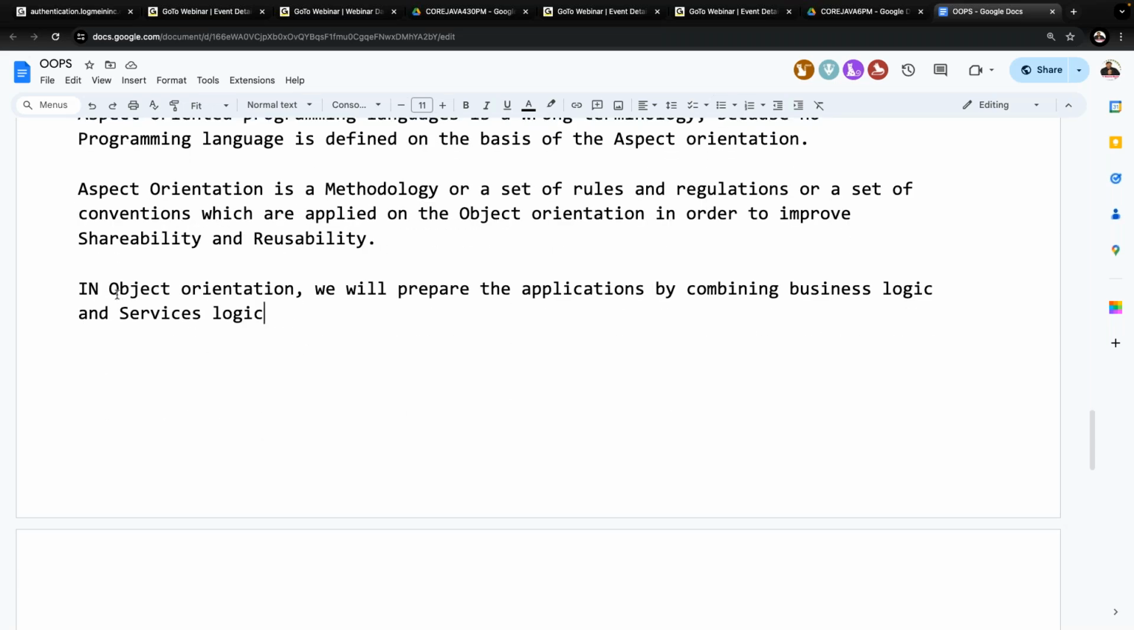In object orientation, we will prepare the applications by combining what? Business logic and services logic. This is the approach we are following to prepare the applications by using object orientation. Now, I have a question. What is business logic and what is services logic? At least we have to understand that point. After that, we are going to see the requirement to go for aspect orientation. I'll take some examples for you. Now try to understand it clearly.